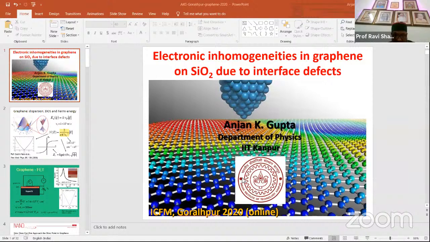The first session features a plenary talk by Professor Anjan Kumar Gupta from the Indian Institute of Technology, Kanpur. The title of his plenary talk is Electronic Inhomogeneities in Graphene and Silicon Dioxide Due to Interface Charges.